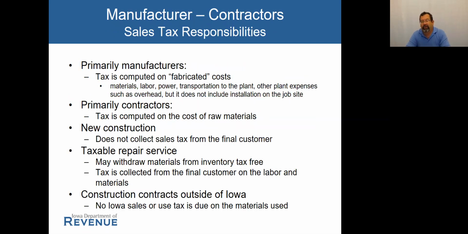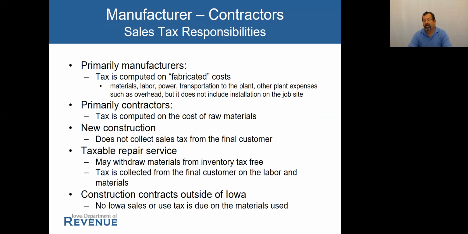So when a manufacturer contractor does those various things, when they're primarily manufactured and they use the materials in a construction contract, they owe tax on their fabricated costs. This would be the material, the labor, power, transportation to the plant, other plant expenses such as overhead, but does not include installation on the job site.